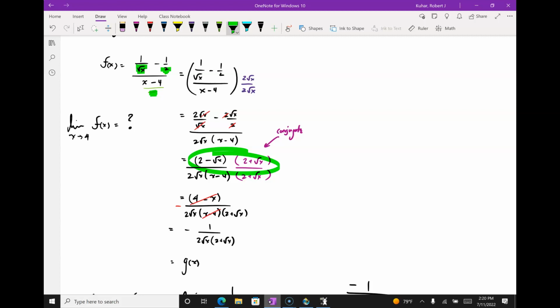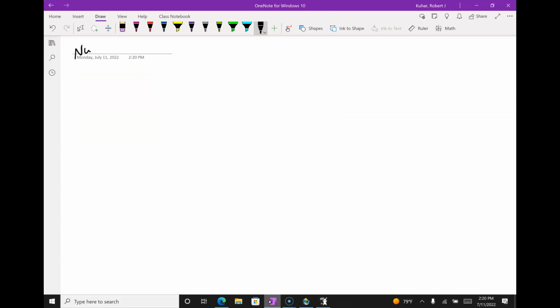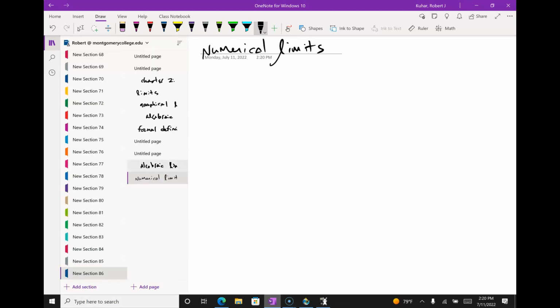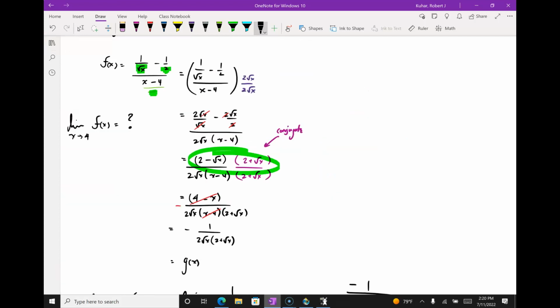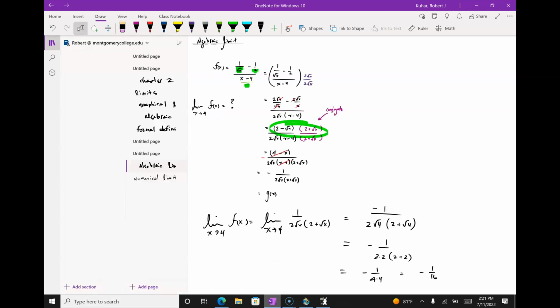All right, numerical limits. Sure, always. You want to do another one before I do numerical? Yeah. Okay, you're on your own.